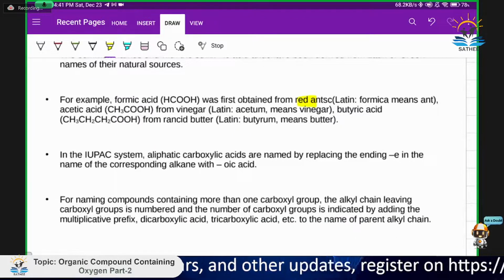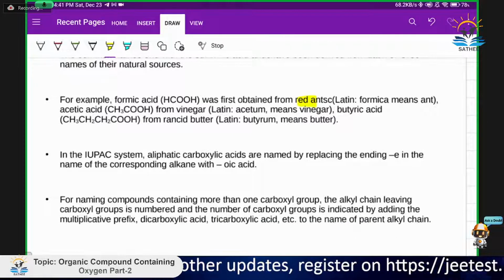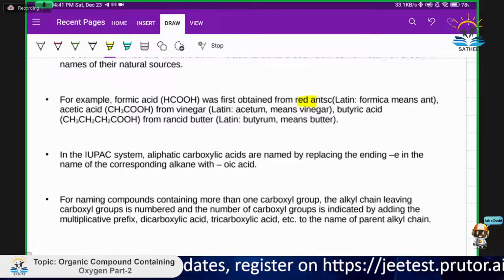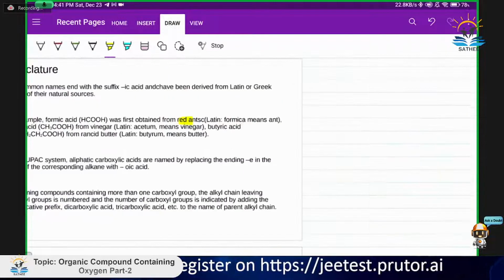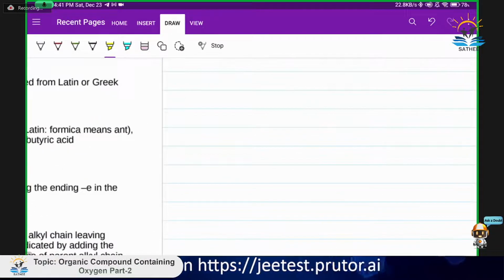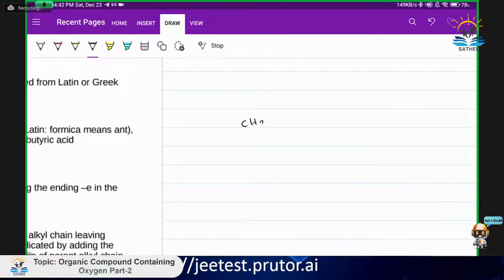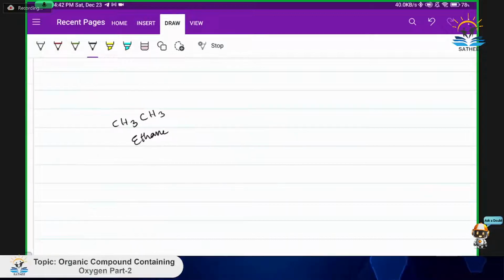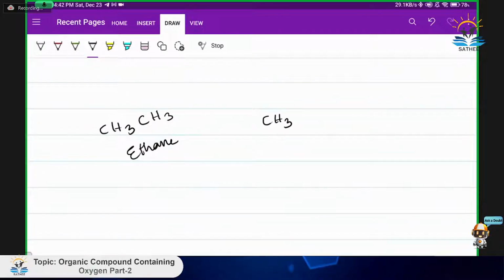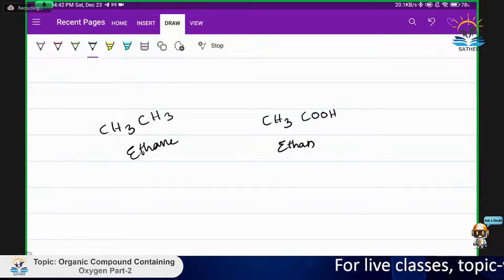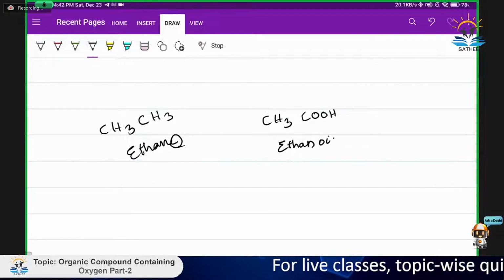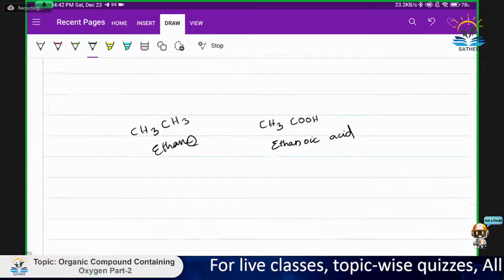In the IUPAC system, aliphatic carboxylic acids are named by replacing the ending e in the name of the corresponding alkane with oic acid. So similar to what we did with aldehydes. CH3COOH: the alkane is ethane, and we remove the e and add the term oic acid. And we will get the IUPAC name.